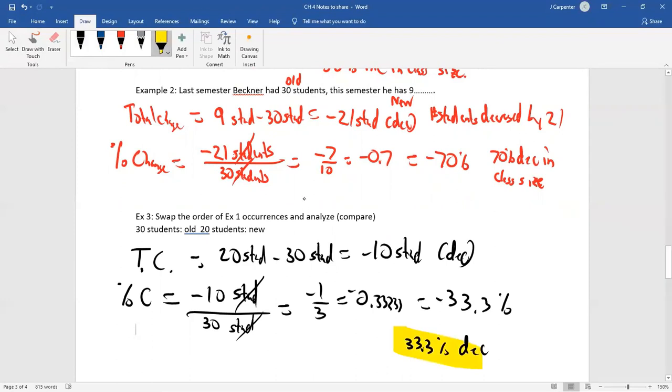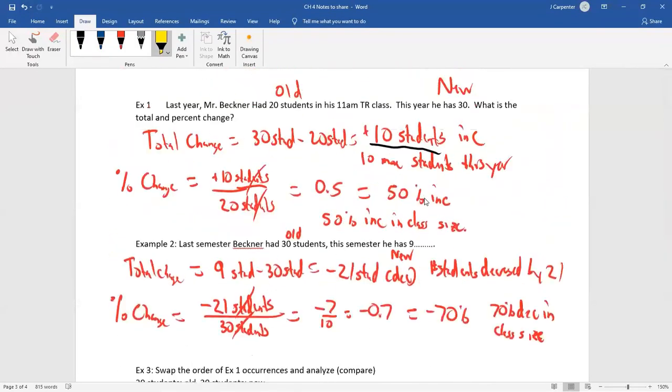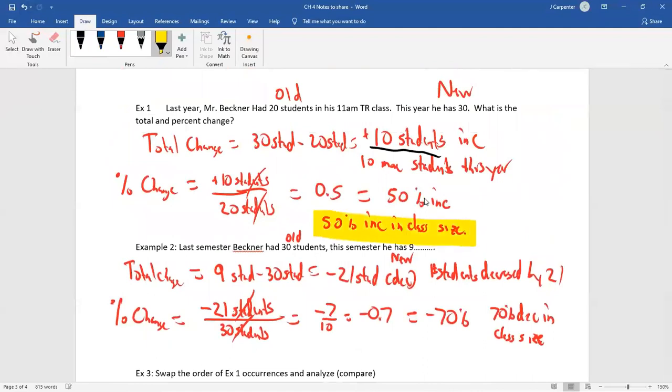But compare the percent changes. When we go from 30 to 20, it's a 33% decrease. But when we go from 20 to 30, it's a 50% increase. So yes, there's still increase versus decrease. That makes sense. But what some people might think is that the percent number should be the same. If one's 50%, the other's 50%, and it's not.